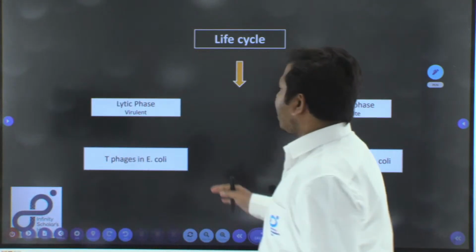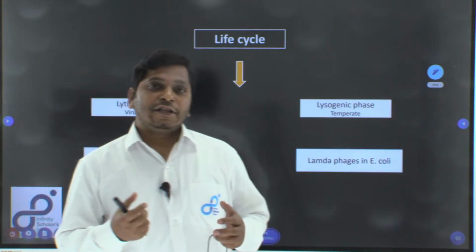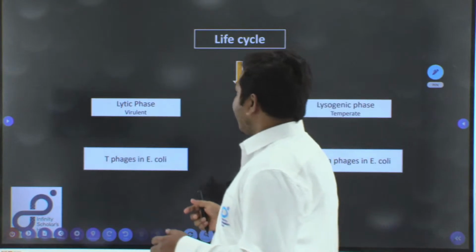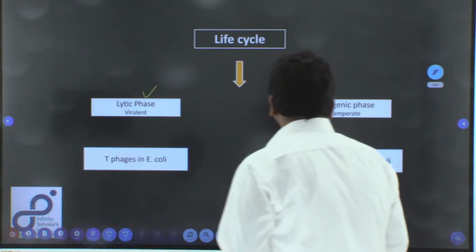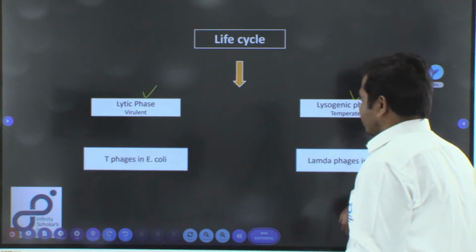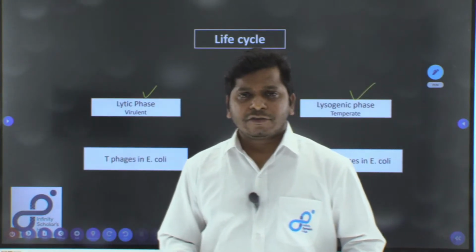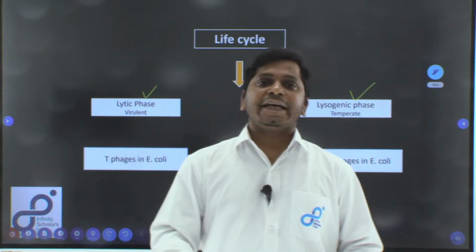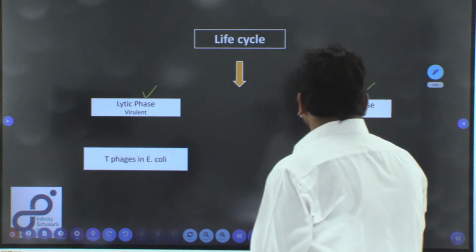So let us look at the different ways in which the bacteriophage infects a bacteria. One of the processes is called the lytic phase, and the other one, which is the most interesting one, is the lysogenic phase. The lytic phase is called the virulent phase. Why is it called virulent? Because lytic means lysis, because it is immediately killing the bacteria. So that is why it is called the lytic phase.